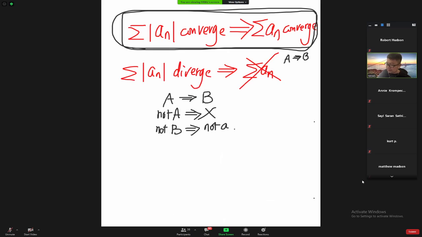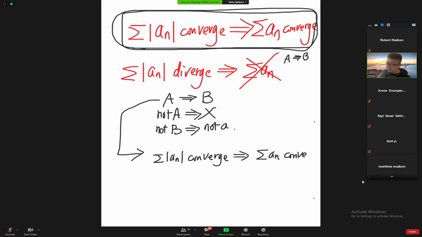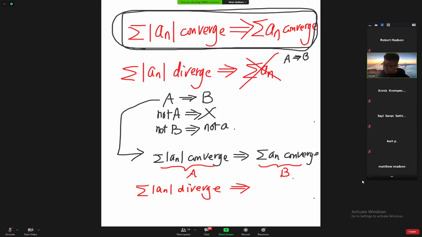See, this one is comparable to what? a_n converges. This is the A. This is the B. Now I'm going to do the logic, not A. a_n diverges means what? This is not A, right? Not A means what? Means nothing.